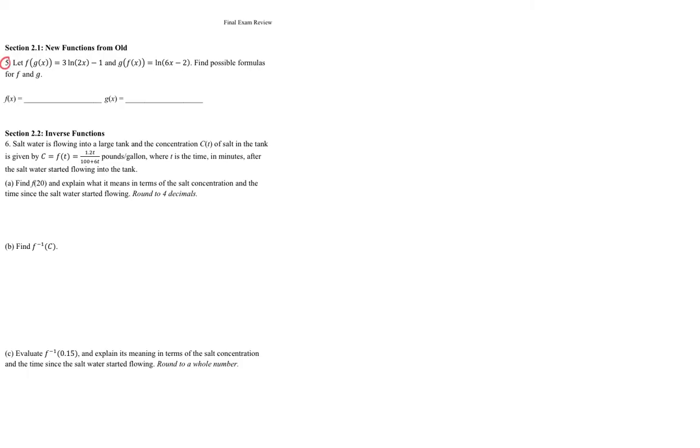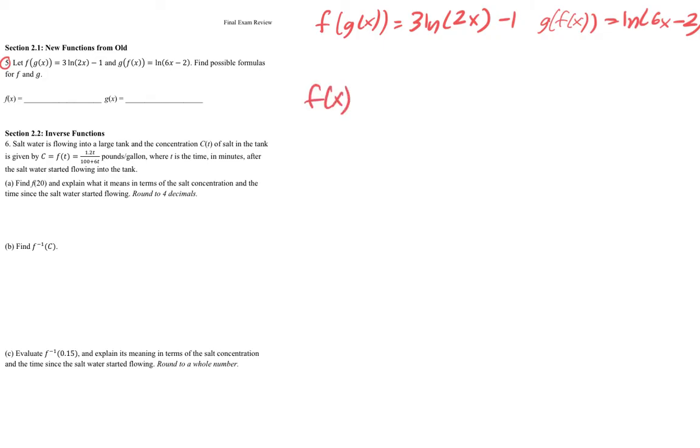Okay, looking at question 5, we are given two functions and we want to find out what f of x is and g of x is. So it says let f of g of x equal 3 natural log of 2x minus 1, and then g of f of x equals natural log of 6x minus 2. So we want to find out what f of x is and what g of x is.